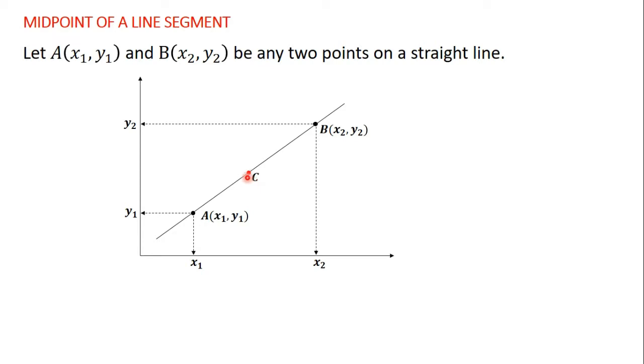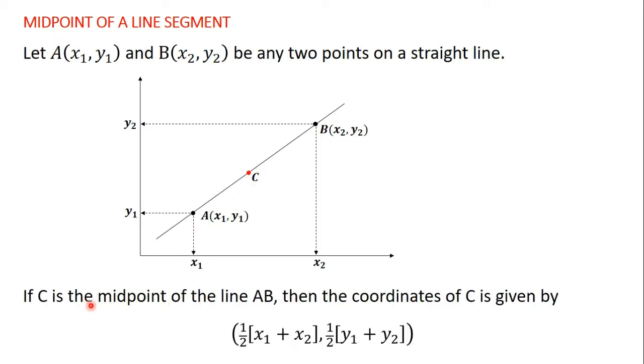So let's assume that C is at the middle of the line AB. It means that C is the midpoint of the line AB. We are going to learn how to find the coordinates of the point C. So C is at the middle of the line AB, or C is the midpoint of the line AB. How do we find the coordinate of C?